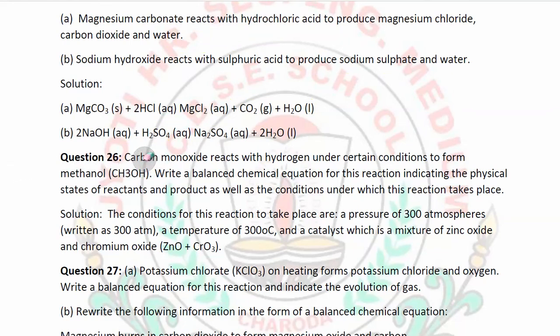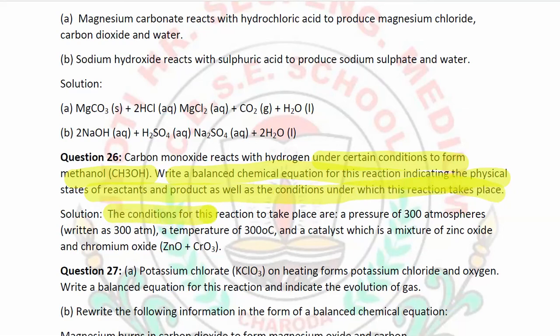Next, carbon monoxide reacts with hydrogen under certain conditions to form methanol, CH3OH. Write chemically balanced equation for this reaction indicating states of reactants and products as well as the condition under which the reaction takes place. The conditions for this reaction to take place are a pressure of 300 atmospheric pressure is required, a temperature of 300 degrees Celsius is required, and a catalyst which is a mixture of zinc oxide and chromium oxide is been required out here.